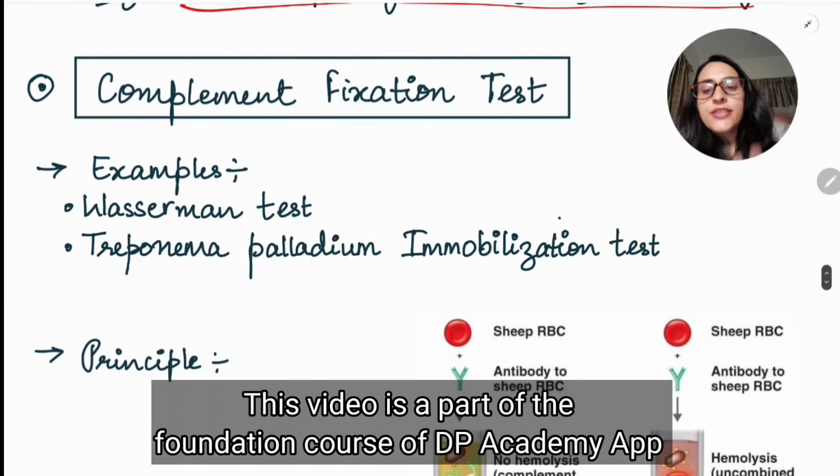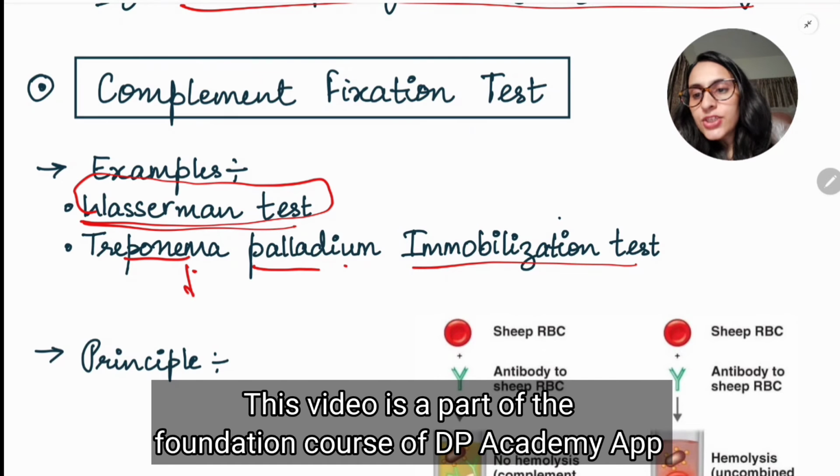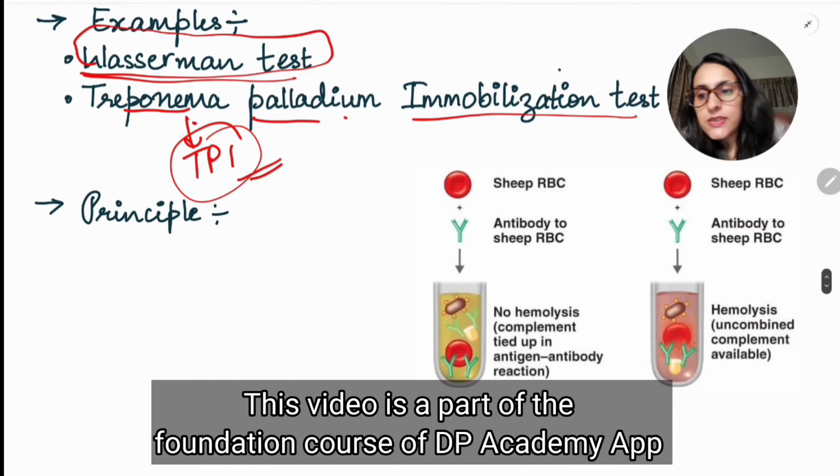In the complement fixation test, we have two tests. One is the Wassermann test, the other is the Treponema pallidum immobilization test. Both are done for Treponema pallidum, for syphilis. Wassermann test is not done any longer. And the Treponema pallidum immobilization test, TPI test, is the most specific test for Treponema pallidum.